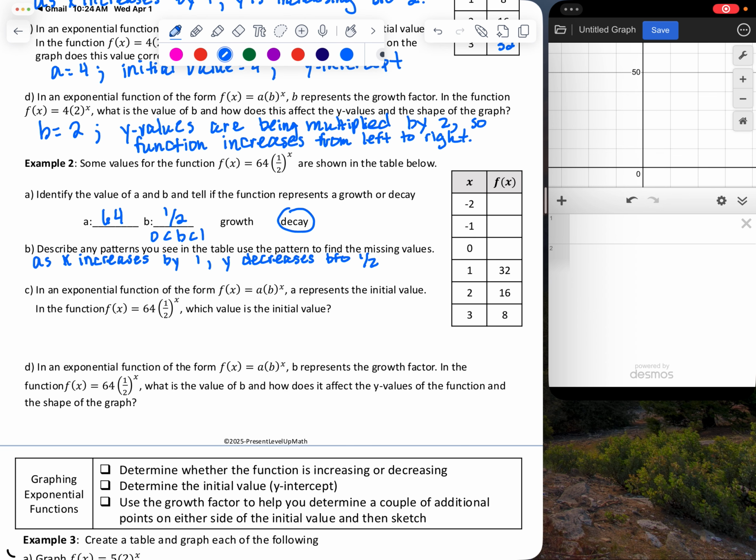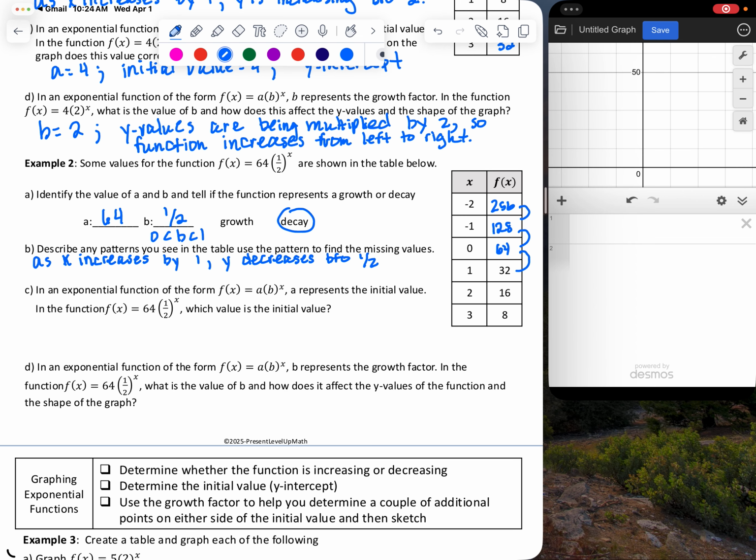Now, to fill in the missing values, instead of dividing by 2, we're going to have to multiply by 2. So this would have to be a 64. This would have to be a 128. And this would have to be 256.